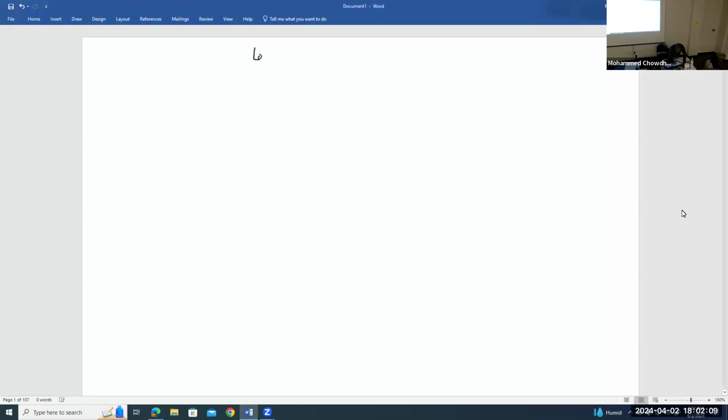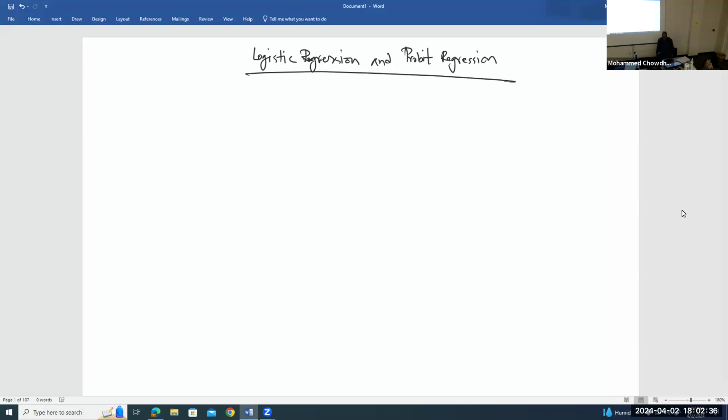The target is to cover logistic regression and probit regression. I'm not sure whether I can cover both of these. If not, then I will cover the remaining part in the next class, and that class will be shorter.